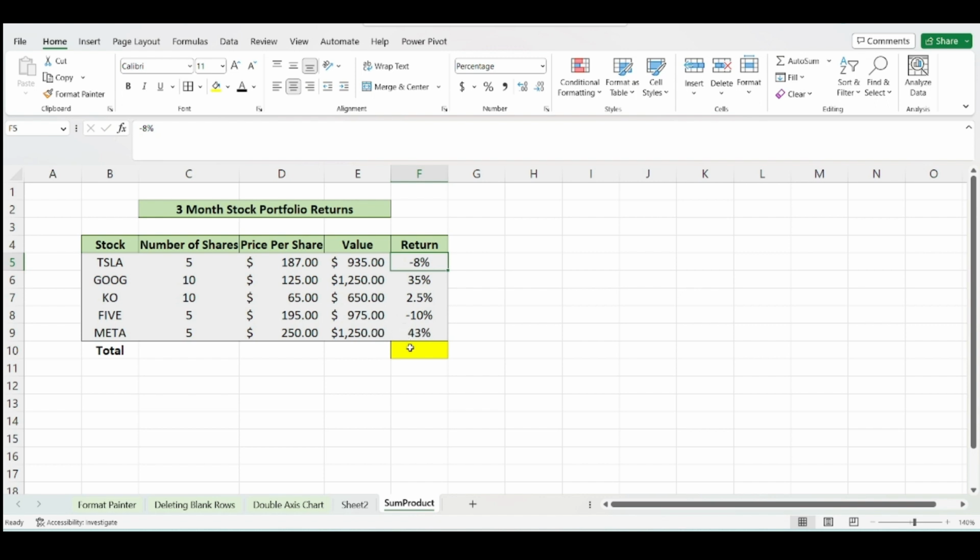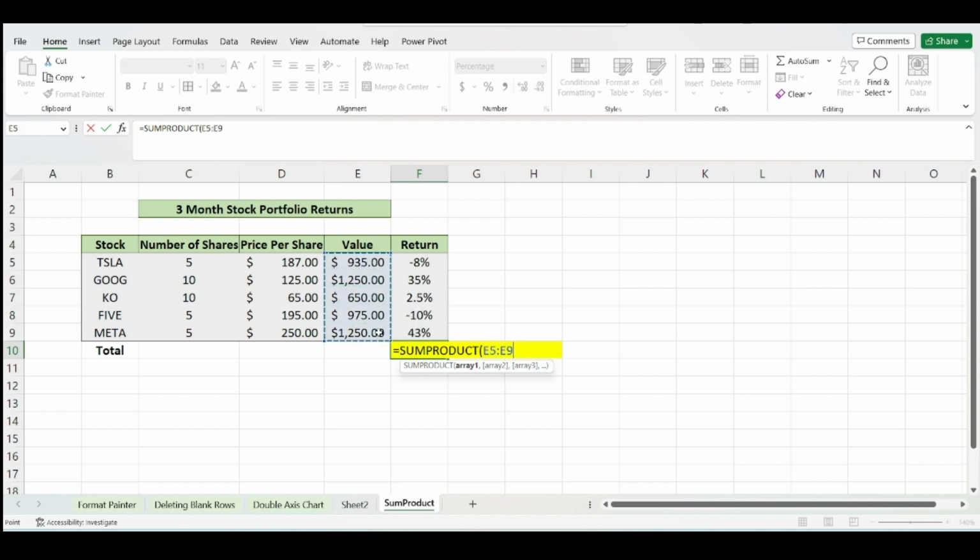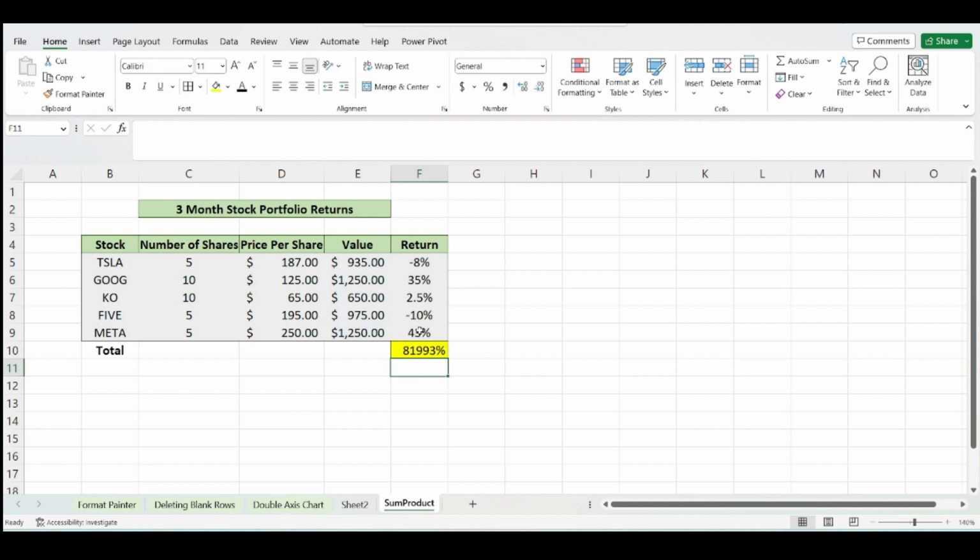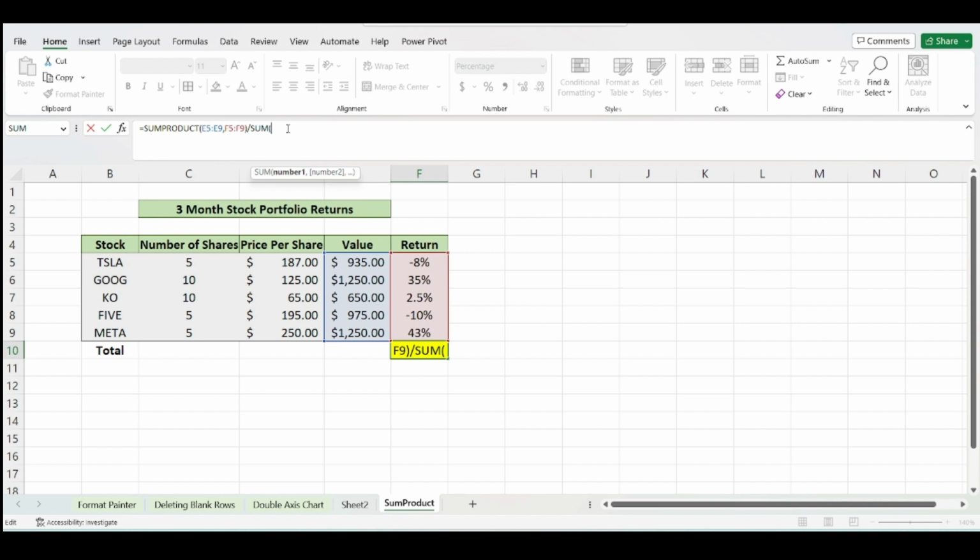And now to calculate the weighted average, what we're going to use is the function SUMPRODUCT. This takes one column or one row, in this case we're using columns, and it multiplies each entry by a corresponding additional column. So we see 935 is going to be multiplied times -8%. Then it's going to add that to 1200 times 35% and so forth. And now it's important that we also divide by the total dollars invested. Doing this gives it the full weighted average effect, and it gives us the weighted average of 16.2%.